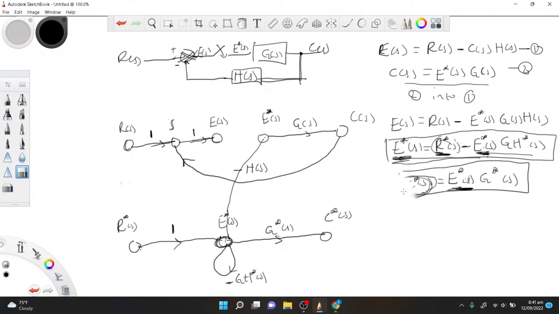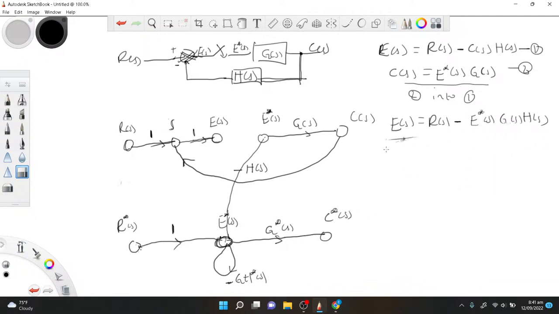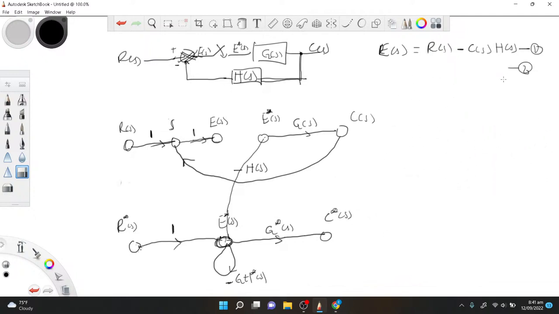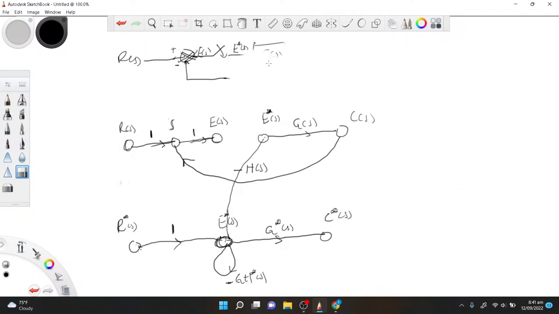Right, so we are moving on. Please revise Mason's gain. I'm sure you've already done it, but I'm mentioning it. We don't know when he will ask. Please revise Mason's gain because you can actually use the expressions to get your transfer functions. But just learn Mason's gain so that in case they ask you, you'll be able to get it from here.